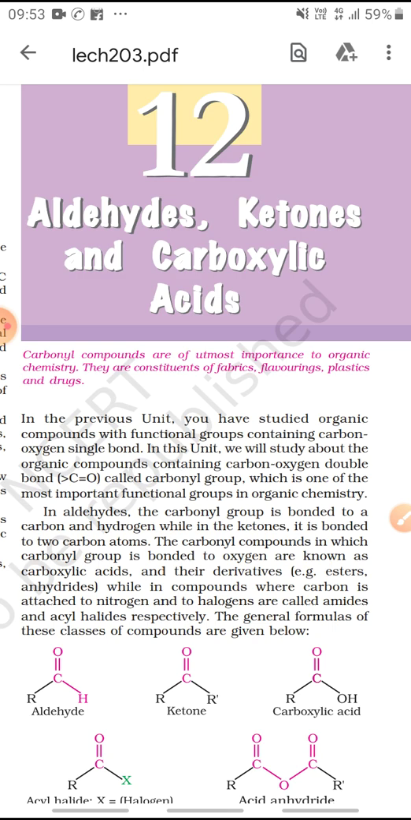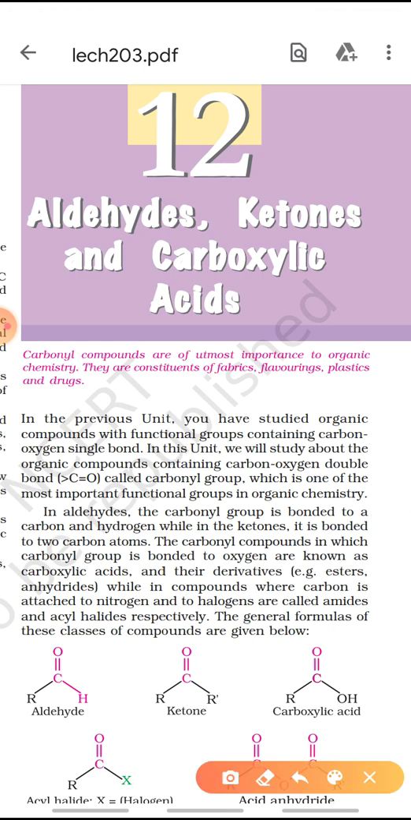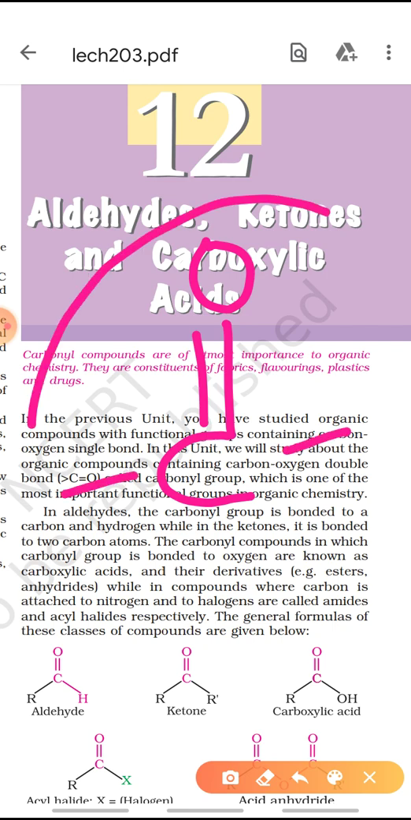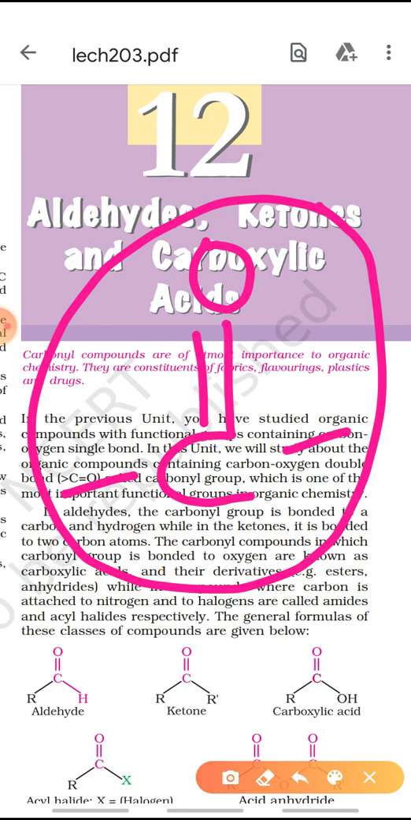Children, today we'll be starting with chapter 12 of your chemistry, that is aldehydes, ketones and carboxylic acids. In this we'll be studying about these three functional groups. The thing that is common in all the three functional groups is that all these contain the C double bond O group. This C double bond O group is called the carbonyl group. So, in this chapter, we will be studying about the carbonyl compounds.